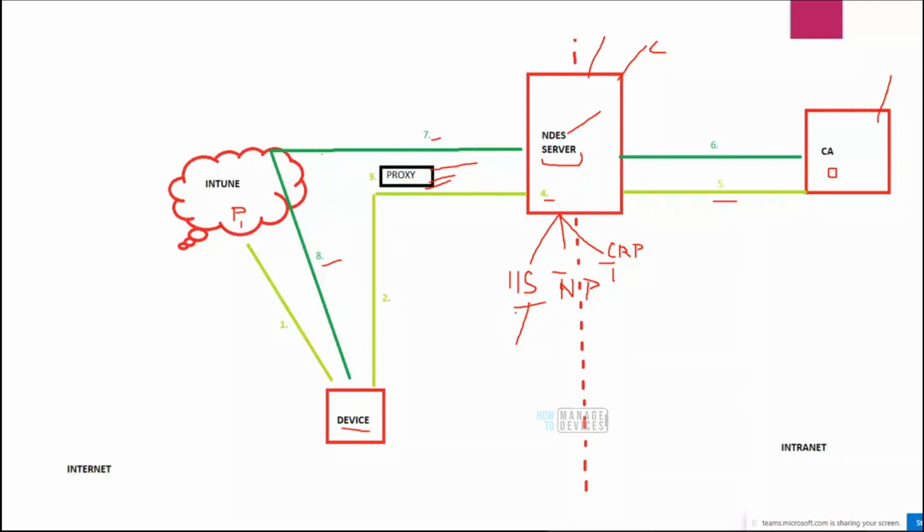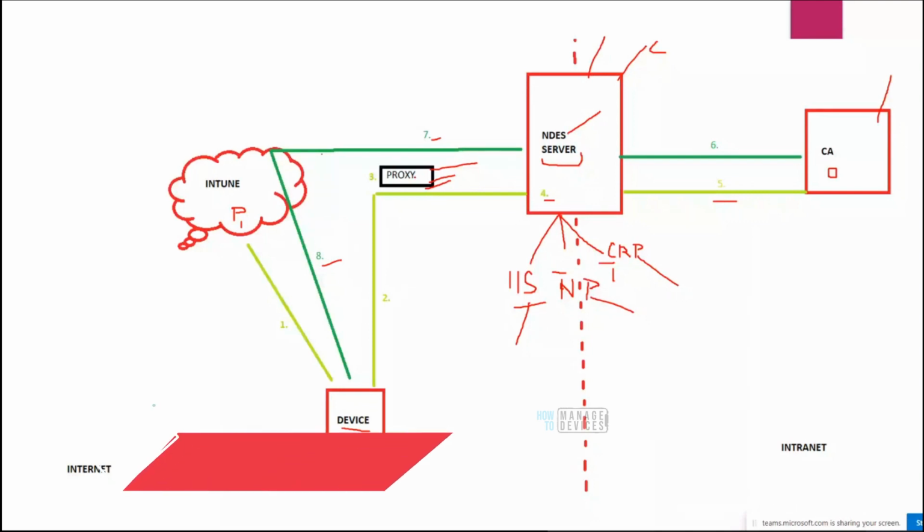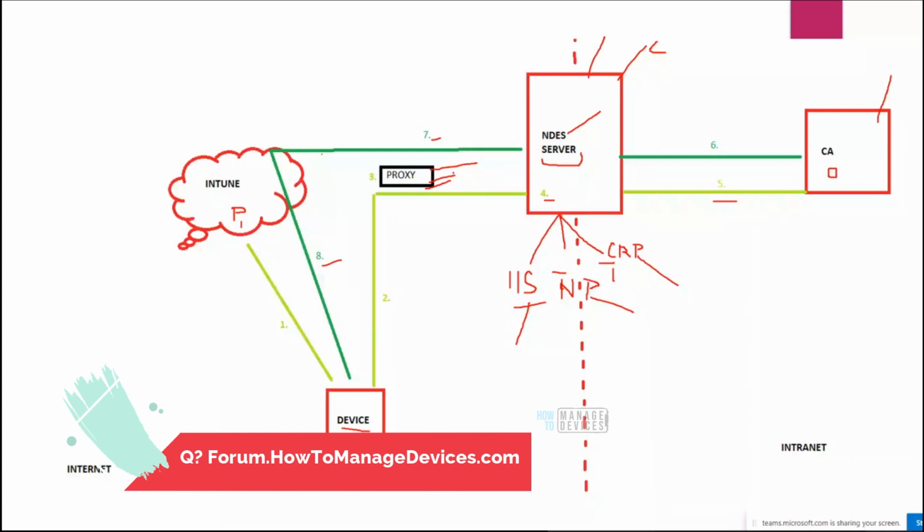So we can check the IIS log, we can check the NDES plugin log, we can check the CRP log. What I'm trying to say here, guys, is when we have to track a successful or an unsuccessful certificate deployment for SCEP, it is going to correlate with the flow that we saw over here. We can check in the proxy logs, we can check in the IIS logs, we can check in the CA.